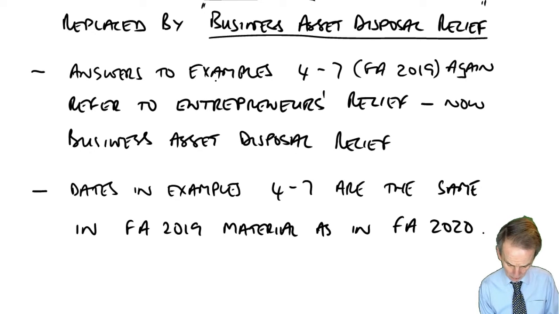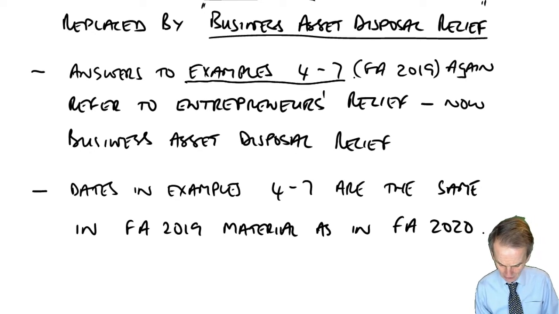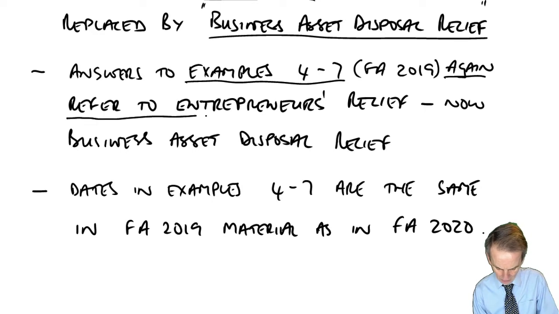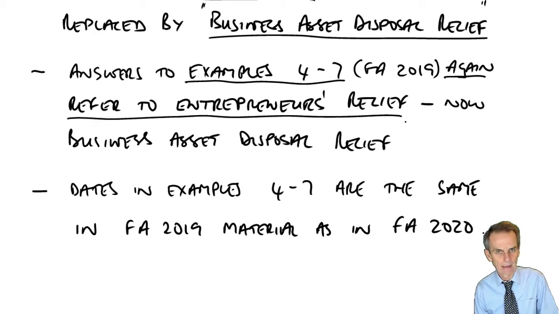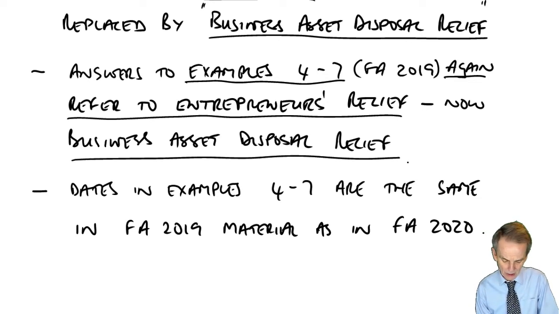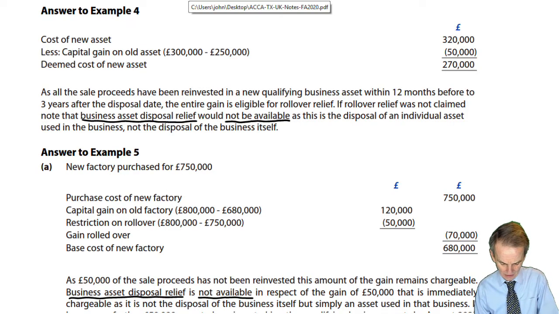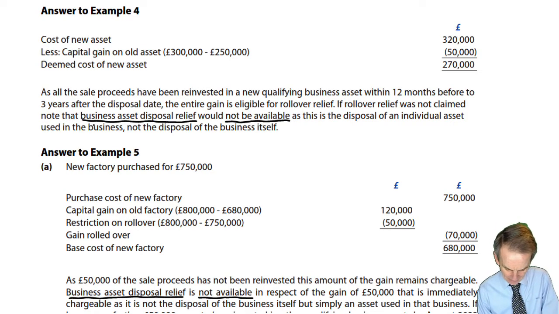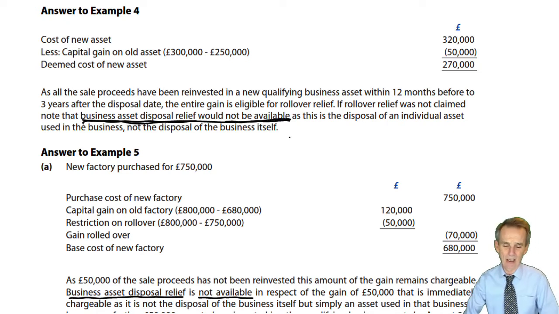In the answers to the examples based on this particular subject of rollover relief, examples 4 to 7, in the Finance Act 2019 material that you'll see in the lectures, I again refer to entrepreneurs relief. Again now, that is business asset disposal relief. Now, all we'll discover in terms of those answers, as you'll see here, is it will say that business asset disposal relief would not be available. And that note is repeated in relation to each of these examples on rollover.